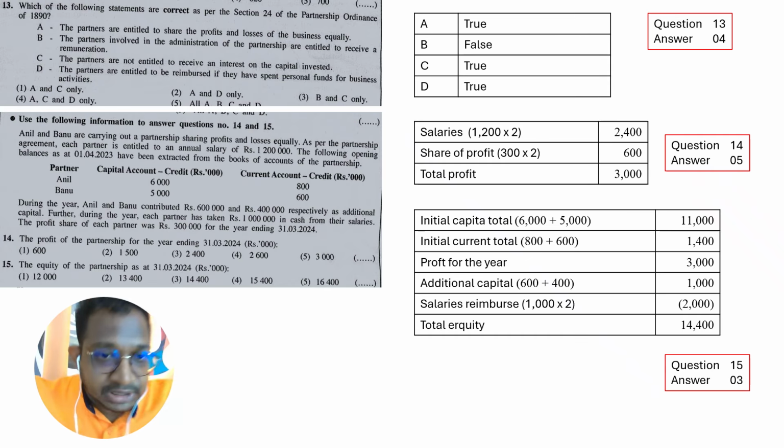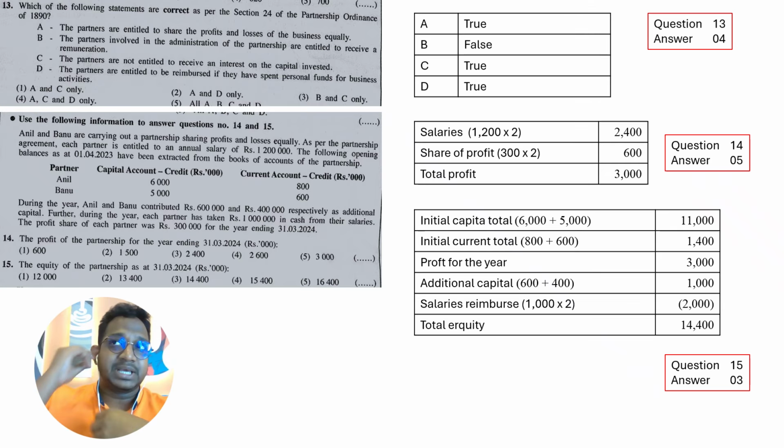Thirteenth one, they're asking from the standards. They're asking the correct statement as per Section 24 of the Partnership Ordinance Act. The partners are entitled to share the profit and losses equally. That's correct. The partners involved in the administration of the partnership are entitled to receive a remuneration. That's incorrect. In the ordinance, it says they're not entitled.